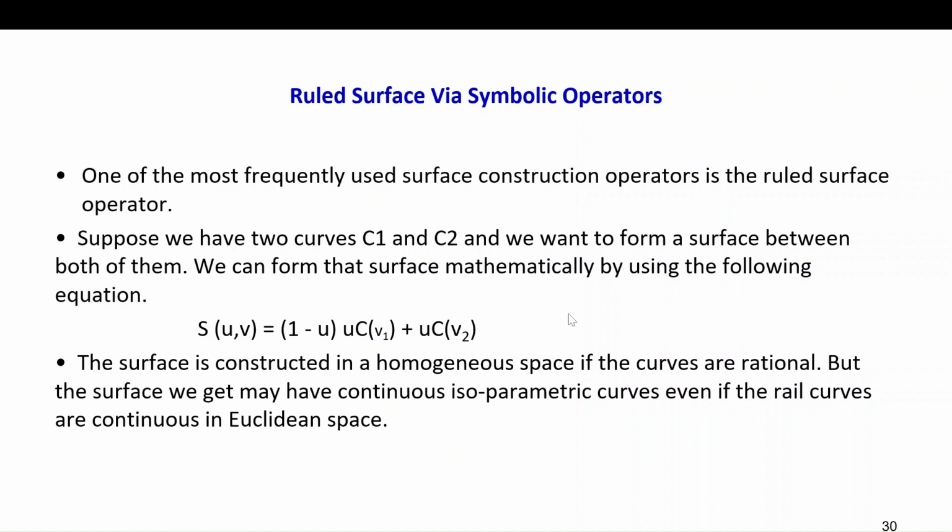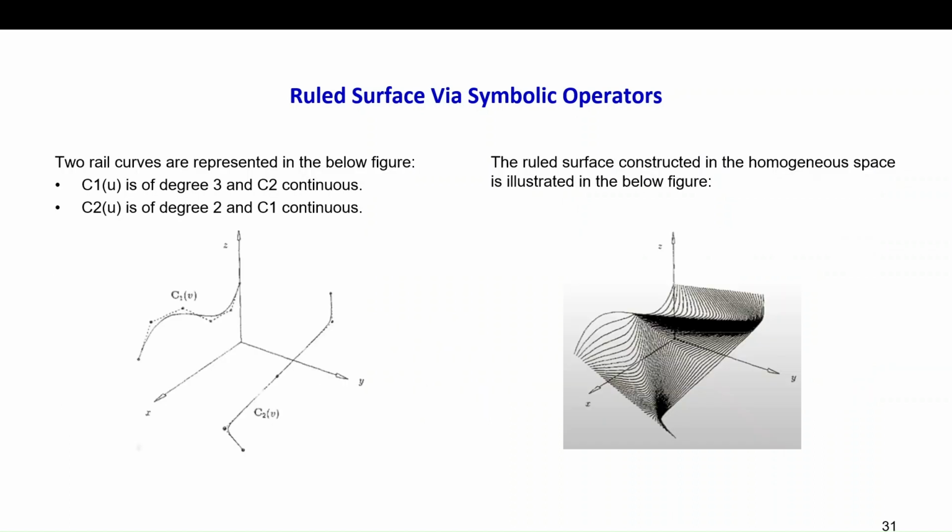So we have seen this equation earlier too, and this surface is constructed in a homogeneous space if the curves are rational. But the surface may have discontinuous isoparametric curves even if the real curves are continuous in Euclidean space. If we perform ruled surface construction via symbolic operators, even with continuous isoparametric curves, we get the real curves continuous in Euclidean space. So basically, this is the formation of a ruled surface in homogeneous space.